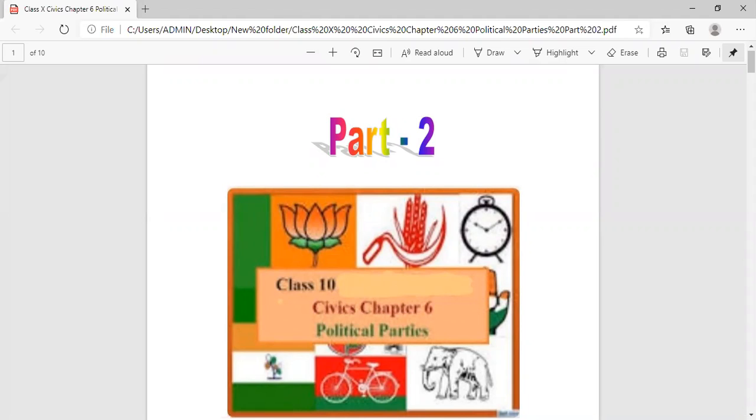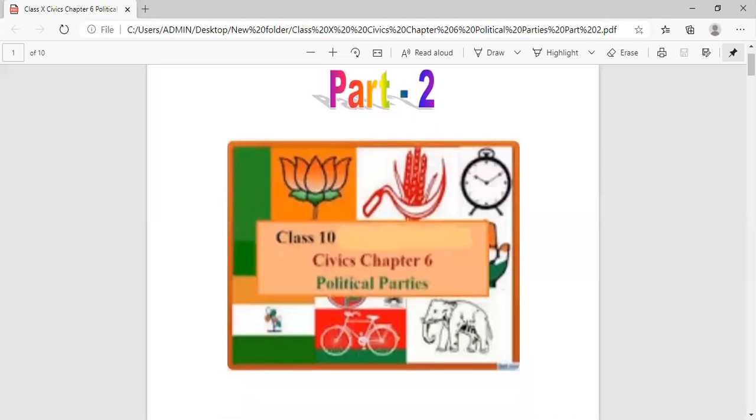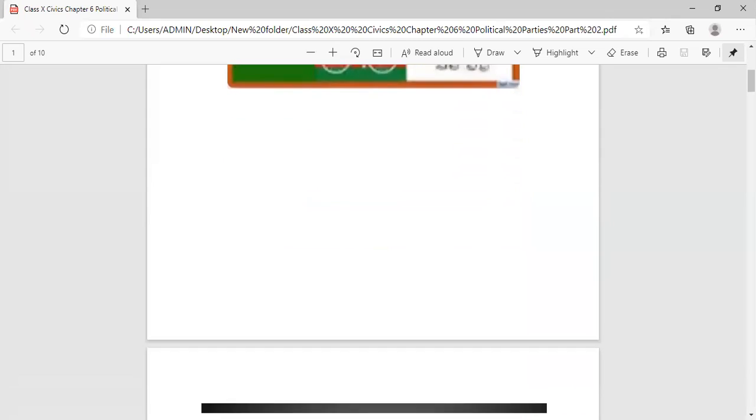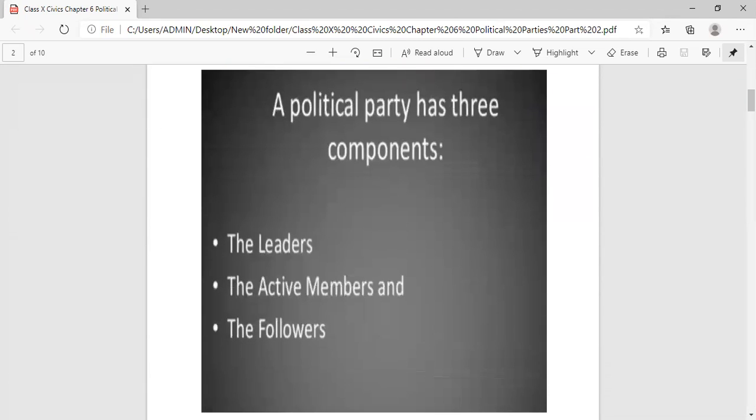We will start with NCERT Class 10 Civics, Chapter 6, Political Parties, Part 2. In the previous class, we learned about the need of political parties. Today, we will discuss the components of political parties, functions of political parties, number of parties, and finally, we will discuss the difference between national parties and state parties. First, we will start with the first subtopic, explaining the components of political parties.